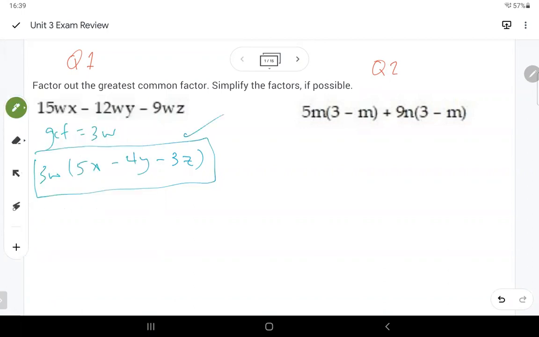Now, the next one's important. You need to see that both parenthesis sets are the same. That's your GCF then, because you have them in both spots.